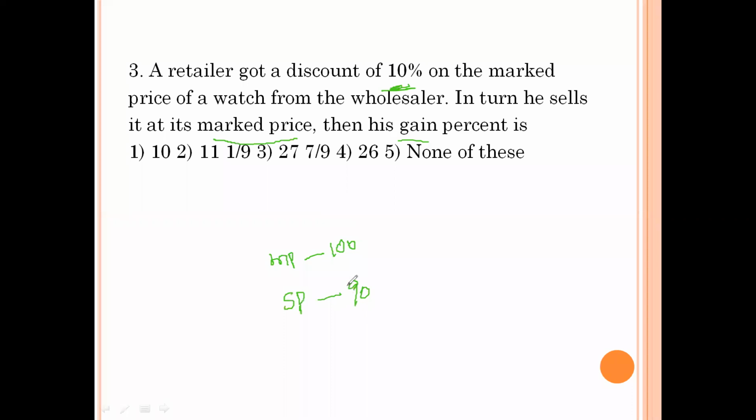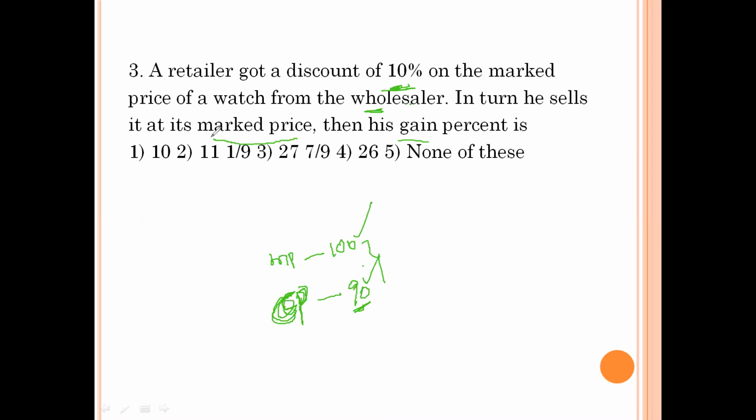In turn, he sells it at market price, then his gain percentage. Suppose he sells at market price. What is the gain percentage? A retailer got a discount of 10% on the market price of a watch from the wholesaler. So that means here the cost price is 90. 10% discount on the market price. Here we assume that the market price is 100. On this 100, a 10% discount means 90 rupees is the cost price.